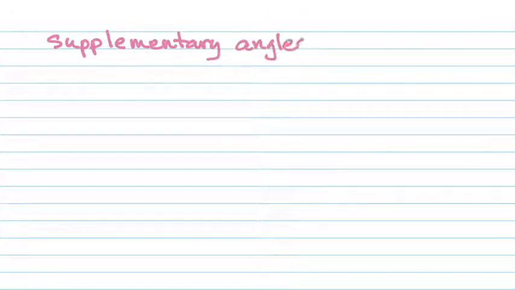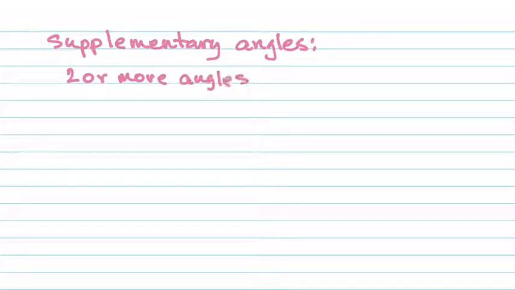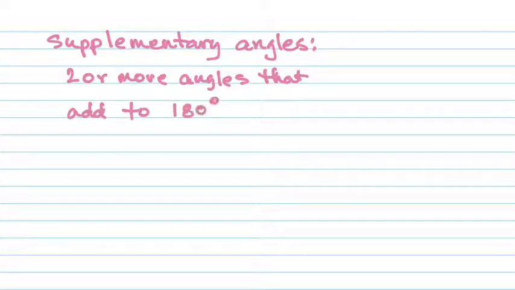Okay, and they have a name. These are called supplementary angles. Absolutely. Supplementary angles. That's two or more angles that sum or add, same difference, right? Usually math books like to use the word sum. I call it add, but it doesn't make any difference. Sum is the same as add. That add to what? 180 degrees. Okay, angles on a line.